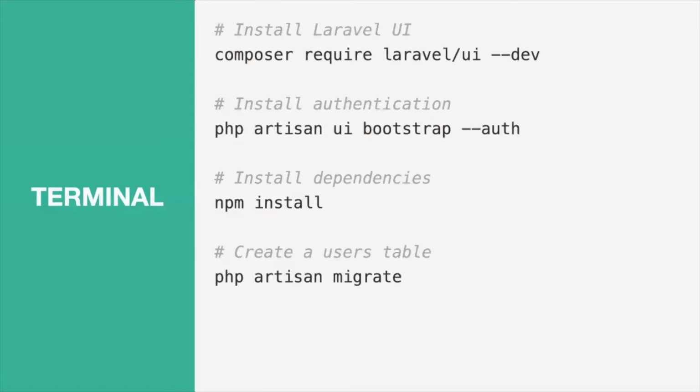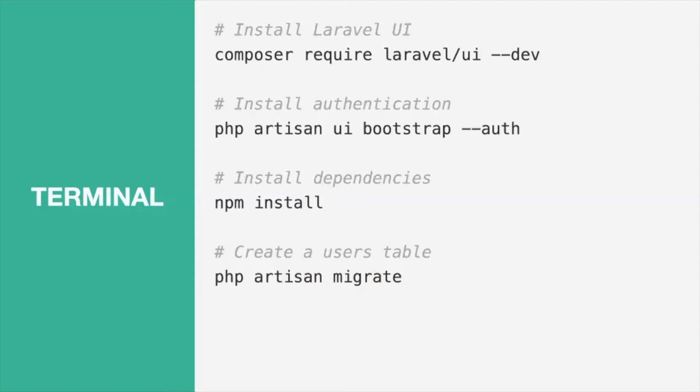Once you have all these run, you'll also want to run php artisan migrate. This will create the users table for you. Again, when you create a new Laravel project, the user migration files are already stored in the migration folder. So all you need to do is run this command, and it will create that table in your designated database.